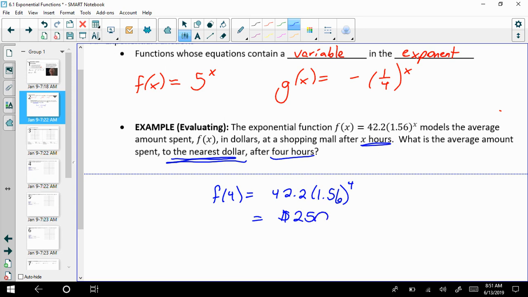is about $250. So what does that answer mean? Well, after 4 hours, that is the average amount spent at a shopping mall. Is that you? I don't know. Maybe you spend more, maybe you spend less.